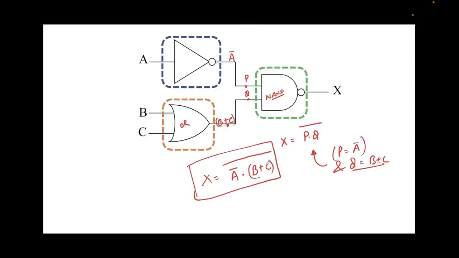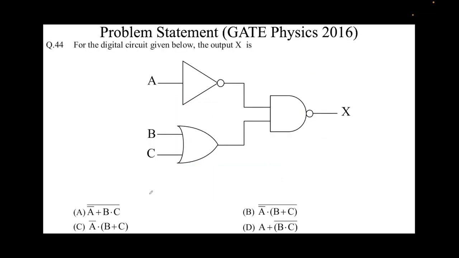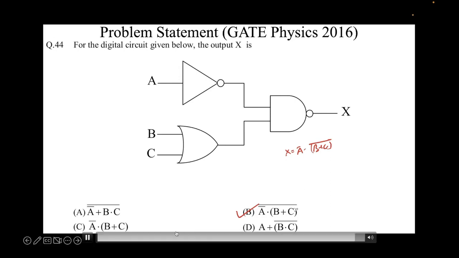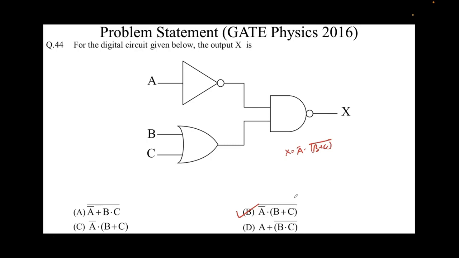Now coming back to the question, what we had obtained was that X is equal to A bar times B plus C whole bar. So X was A bar times B plus C whole bar. This is the expression for X. And we know that option B matches it exactly. So you know that's A bar dot B plus C whole bar, right? So option B is the correct one.